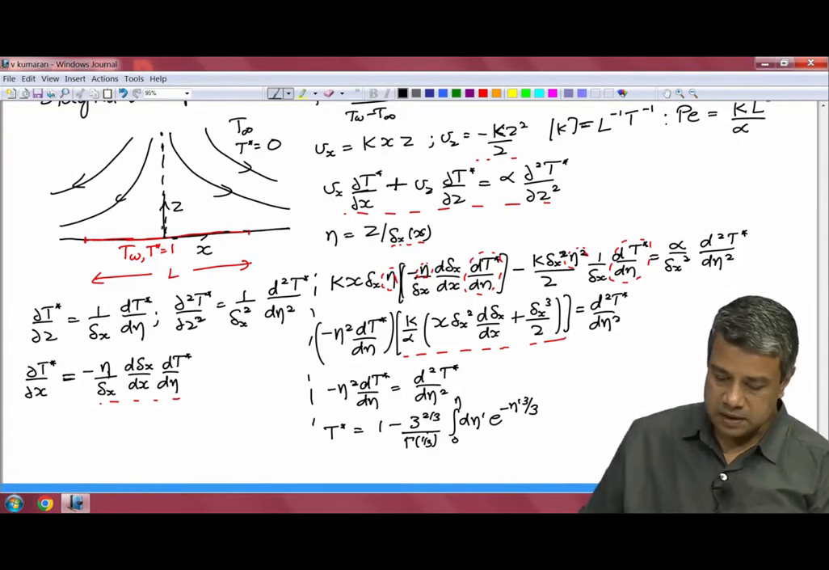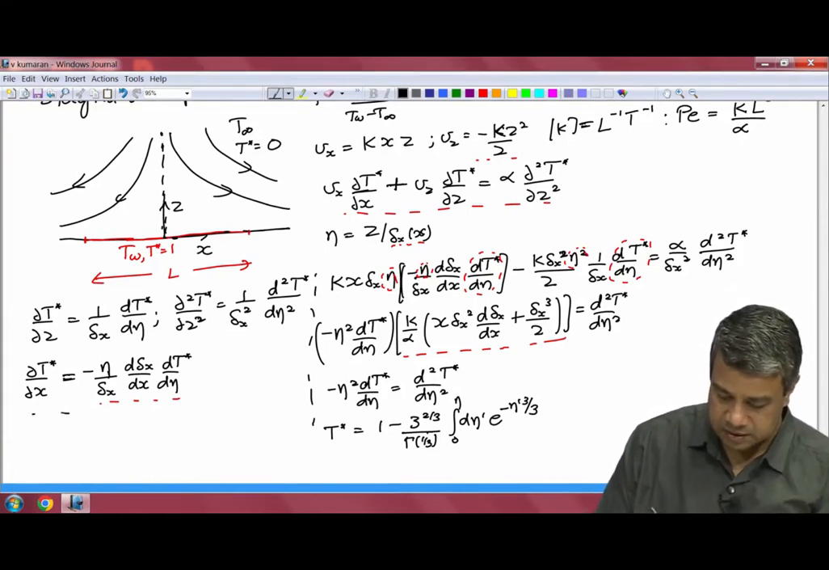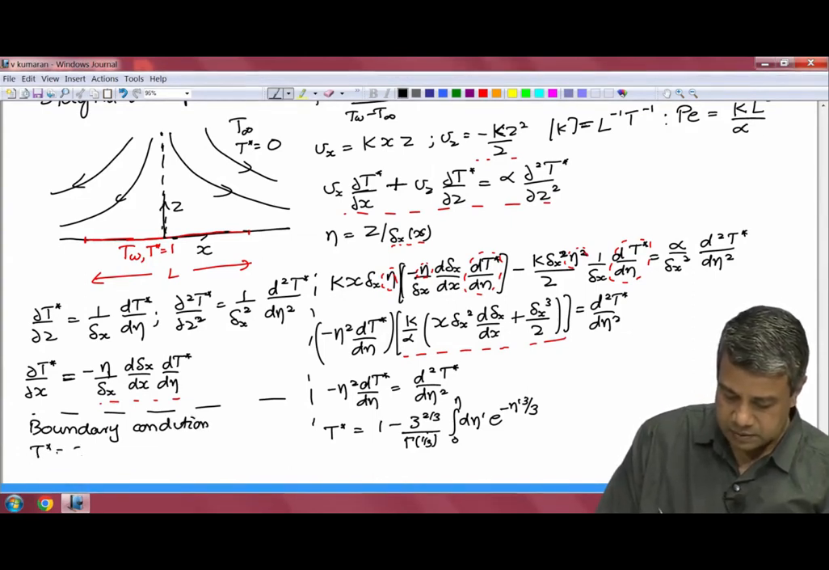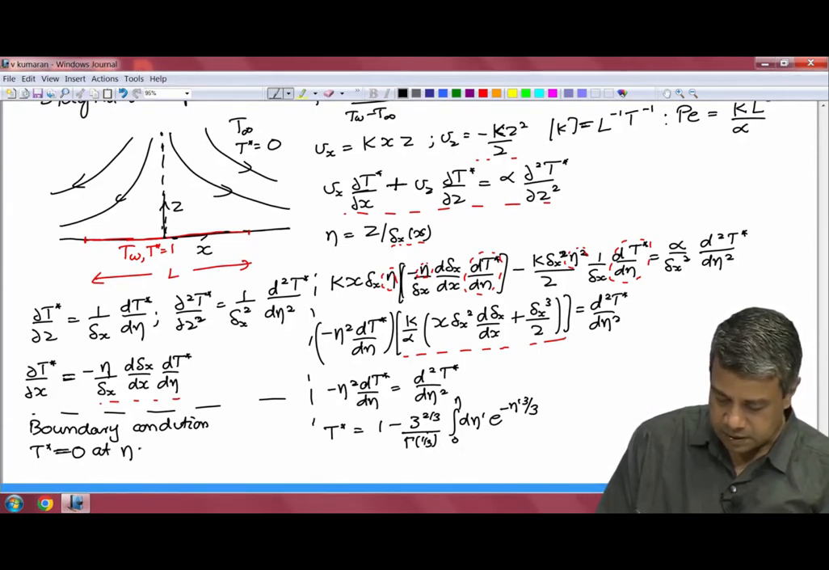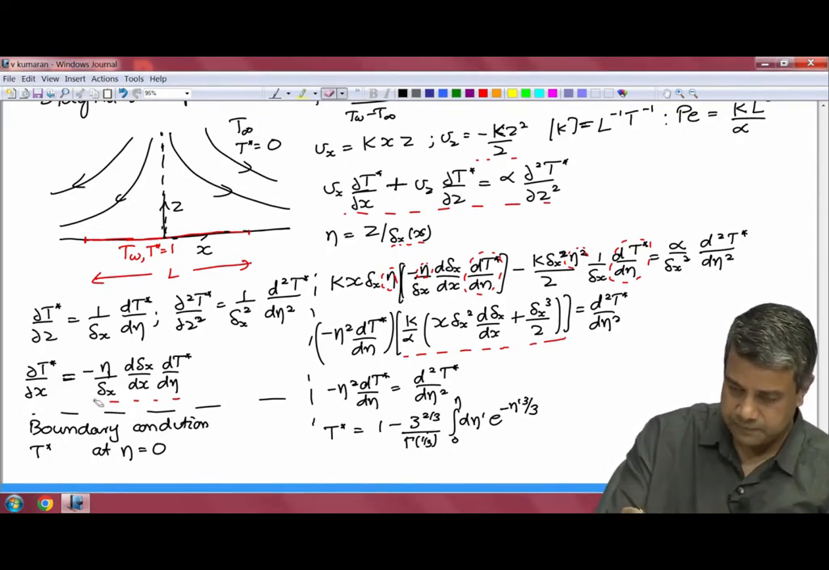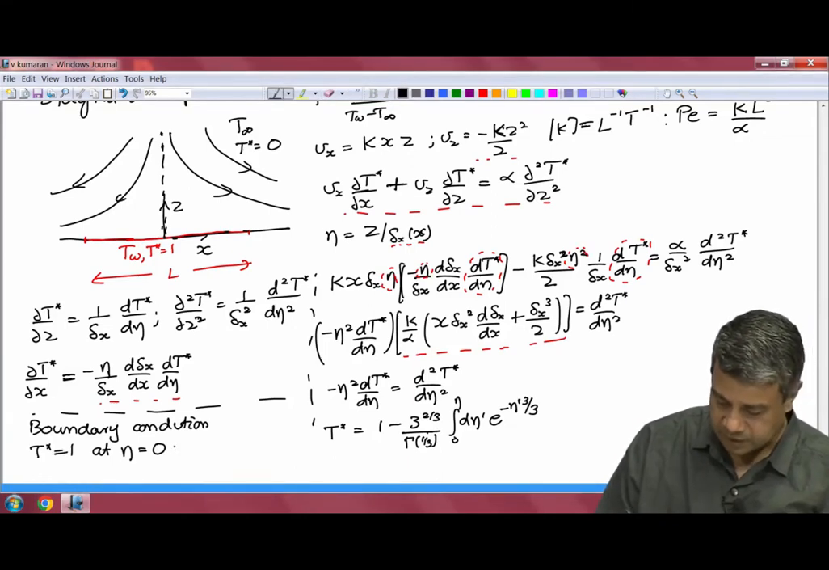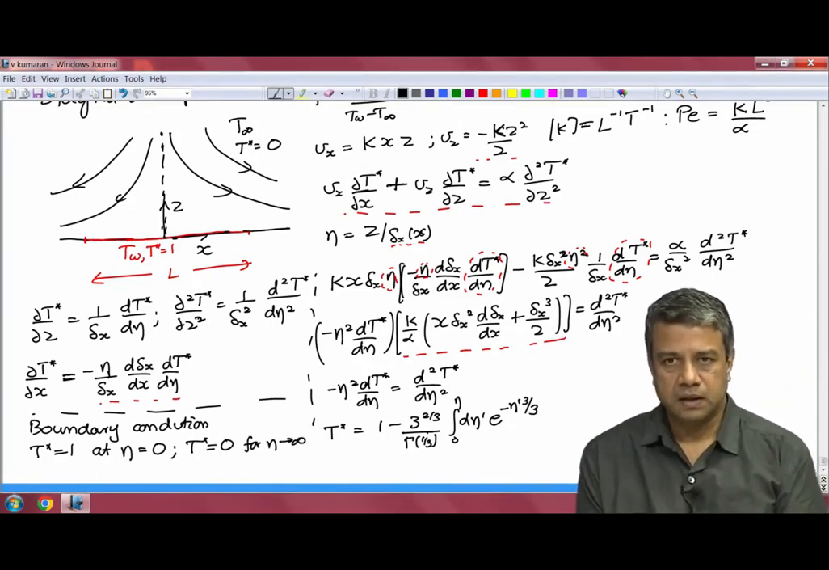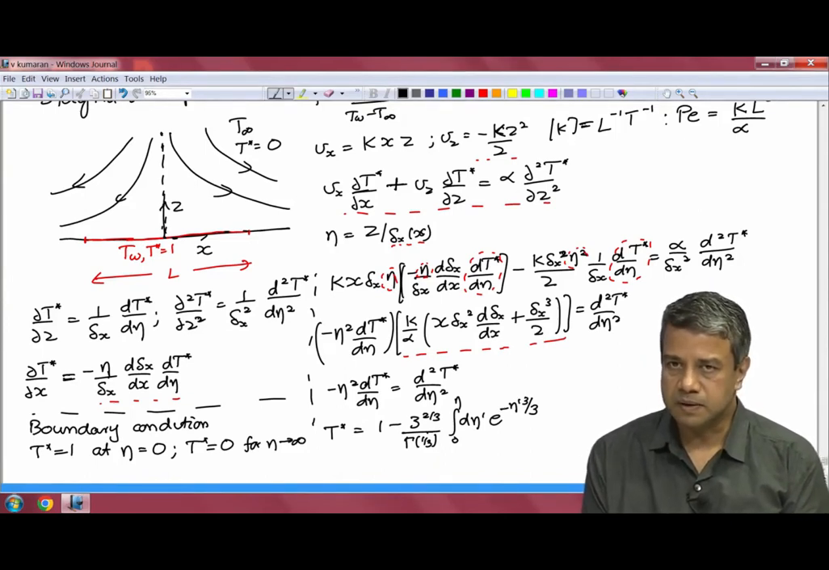That equation was determined using the boundary conditions. T star is equal to 1, I am sorry, temperature at the surface is equal to 1, and T star is equal to 0 for eta going to infinity. These boundary conditions are the same in this problem as well.